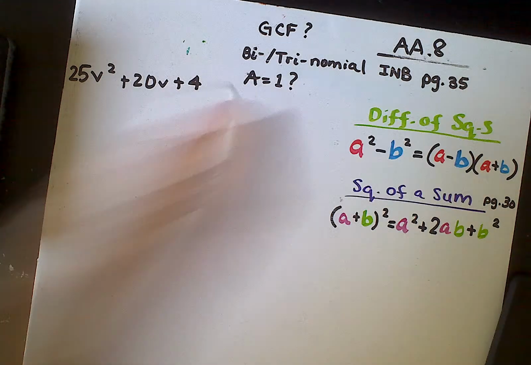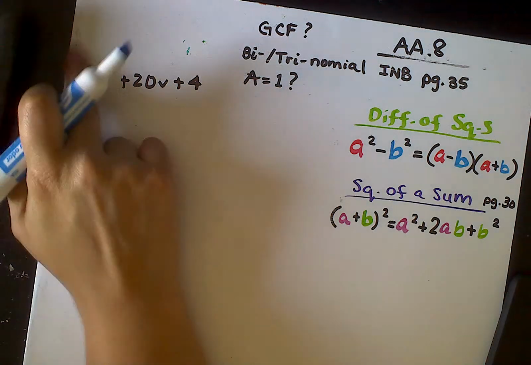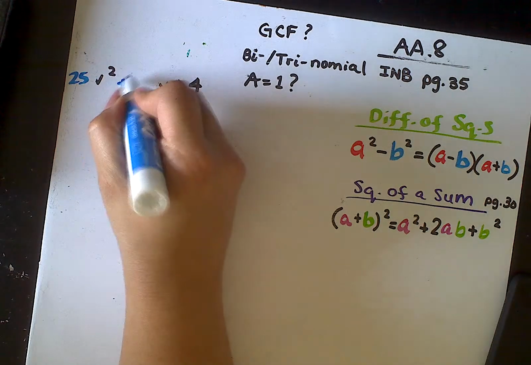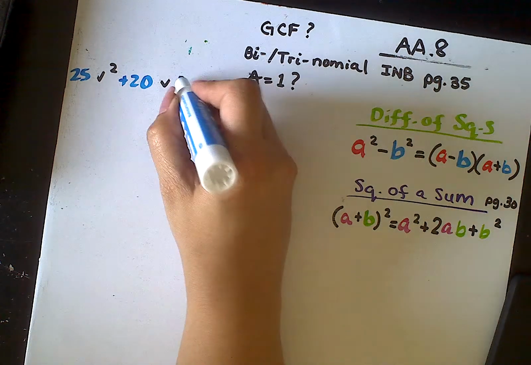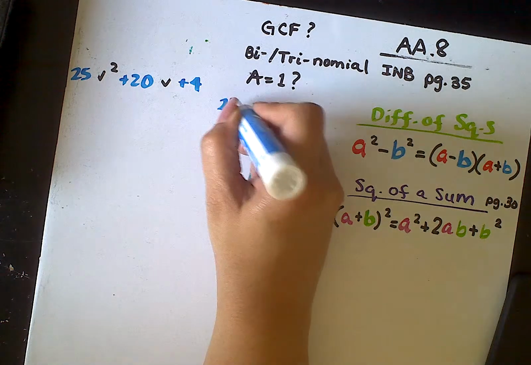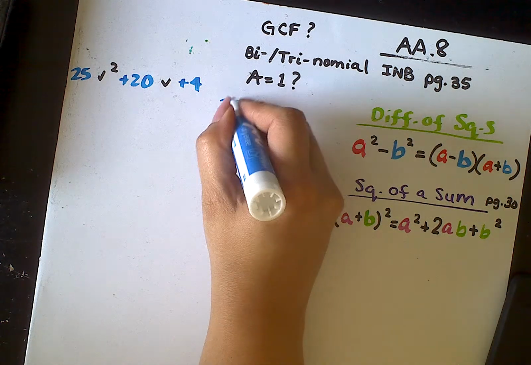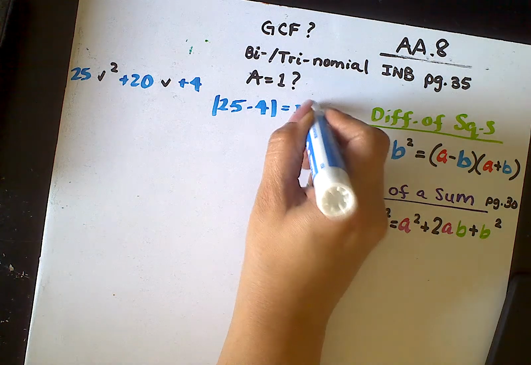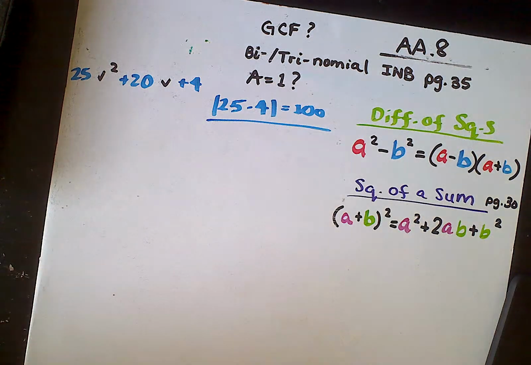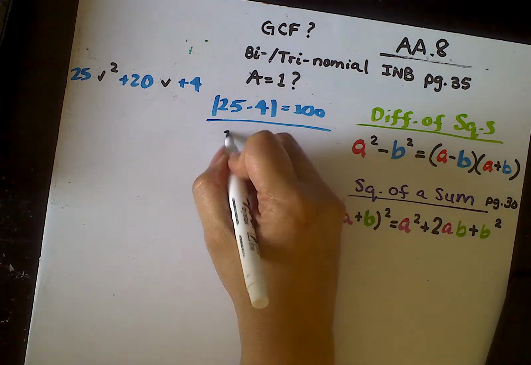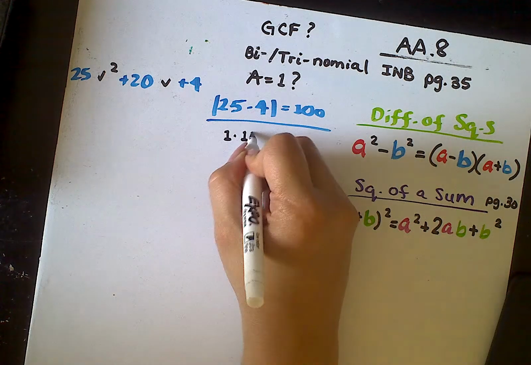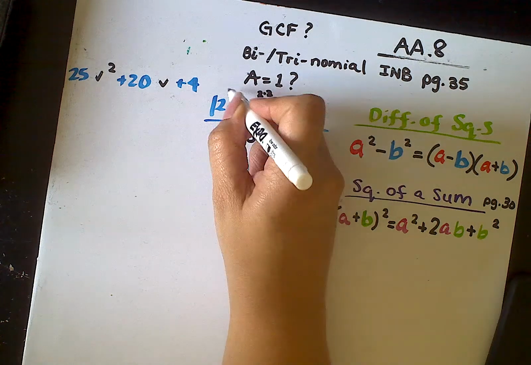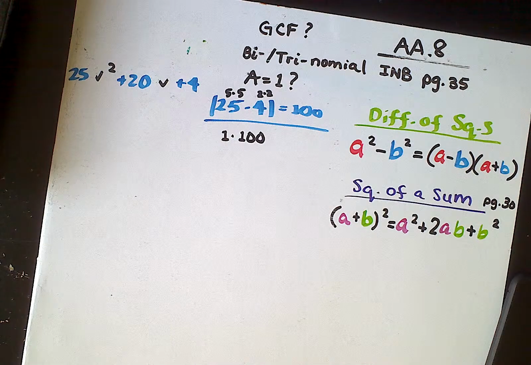So I'm going to take the a, b, and c: a being 25, b is positive 20, and c is positive 4. A times c, 25 times 4, the absolute value is 100. So let's find the factors of 100. Oh, goodness. So that's 1 times 100. So that's like 2, 2, and 5 times 5. That's going to help me out right now.